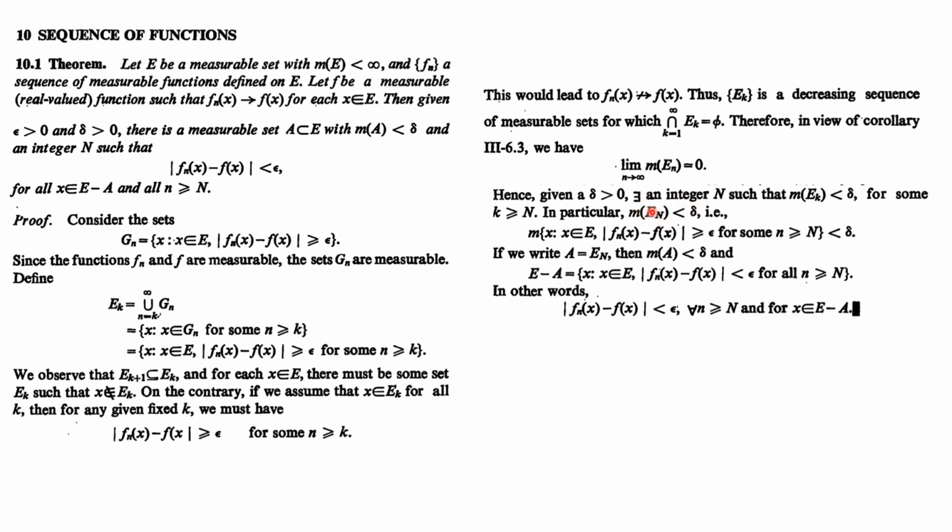Right? Now apply the definition of En. What is our En set? It is the union of Gn for n varying from capital N to infinity. It means it is the set of all those x belonging to E where the mod of fn(x) minus f(x) is greater than or equal to epsilon for some n greater than or equal to capital N. So we get this. So the measure of En is less than delta means the measure of this set is less than delta.